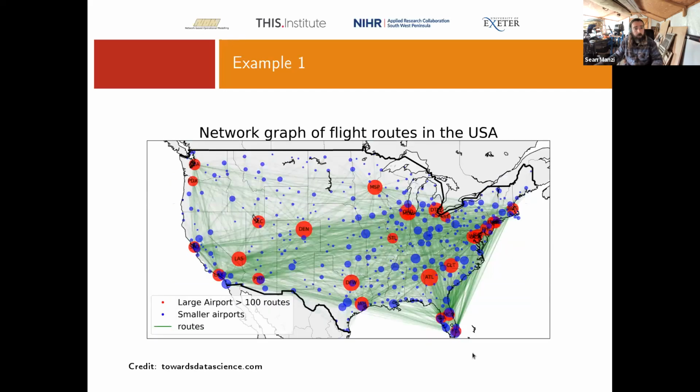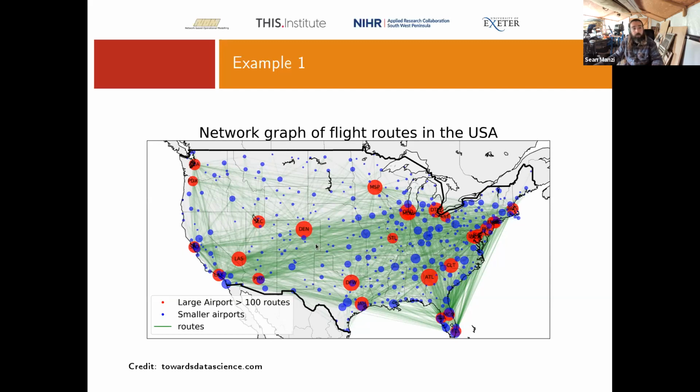So here's an example from the aviation industry of flight routes in the United States. We've got the large airports represented here in red, and the smaller airports represented in blue. And the routes, the links between, are these green lines that are linking the different airports together. And one thing you'll notice here is that the dots, the airports themselves, are of different sizes.